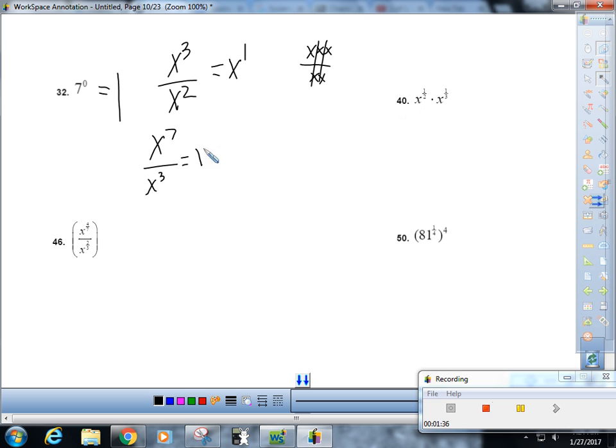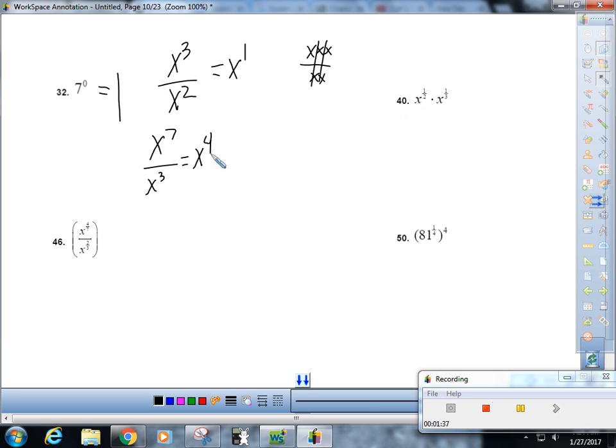X to the 4th. So what do we do to our exponent when we are dividing by like terms? We subtract them. That should make sense, because what do we do when we multiply? We add. When we divide, we subtract. We're going to have more of the things that we're learning today.